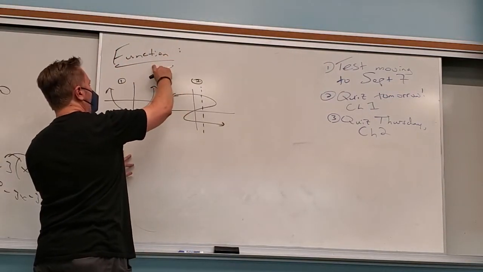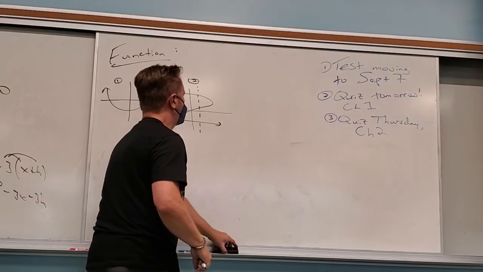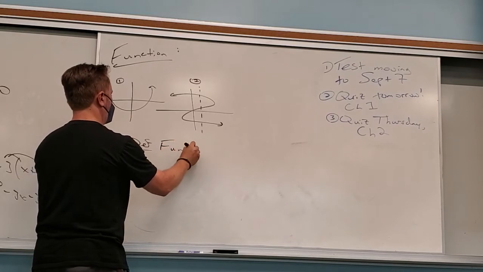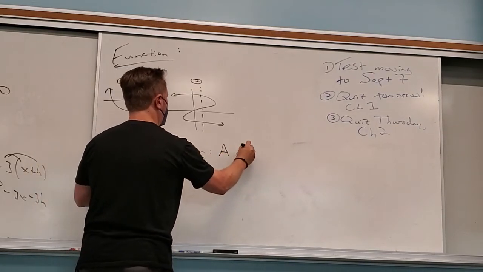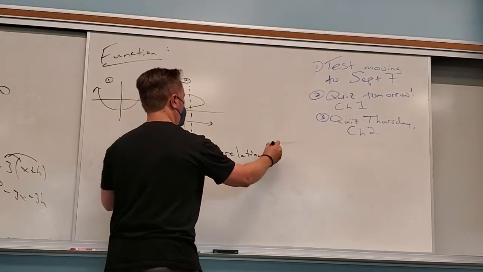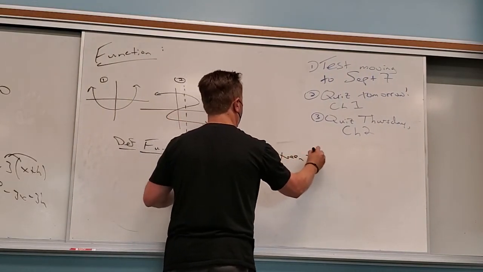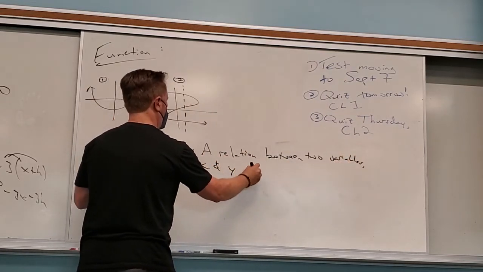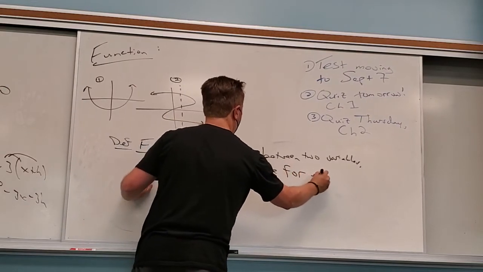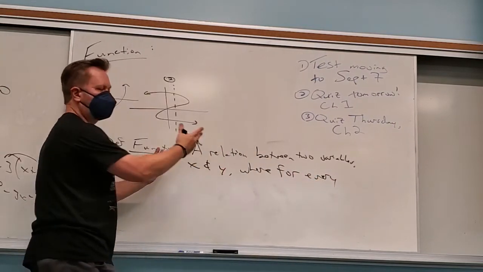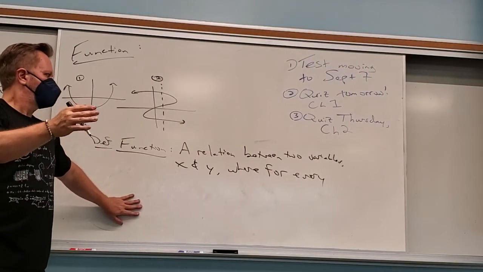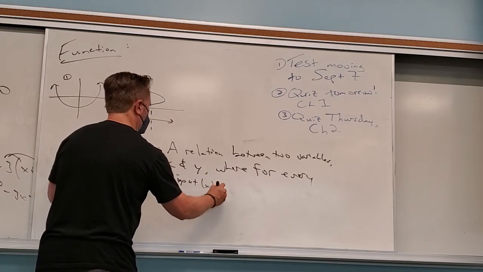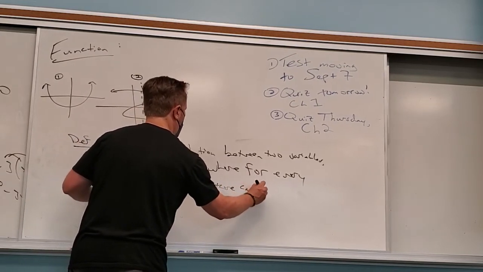The definition of a function. It's a relation between two variables, x and y, where for every input x, there can be only one output. It could be x and y, it could be other things, but right now it's x and y.